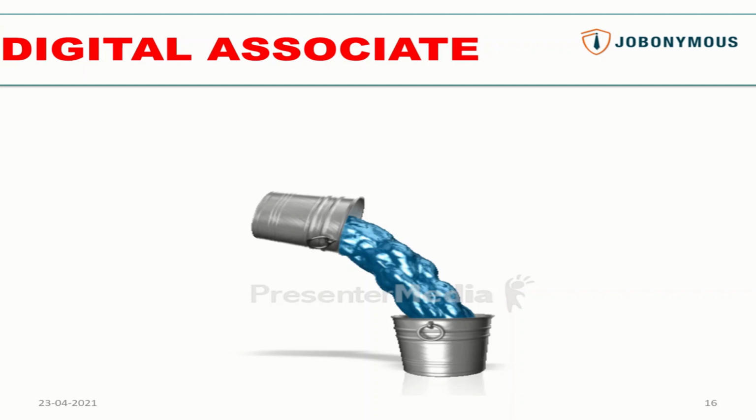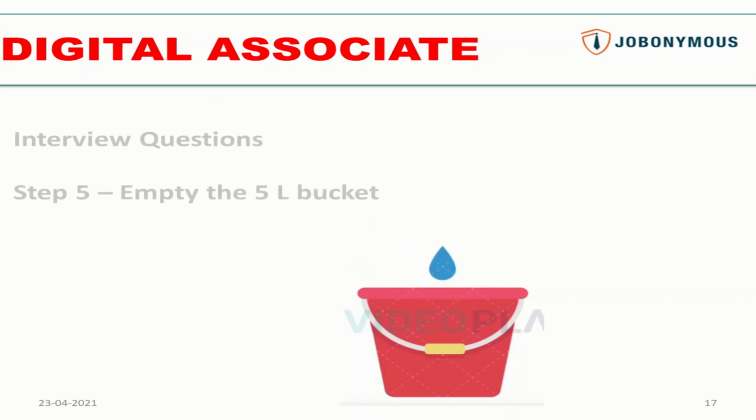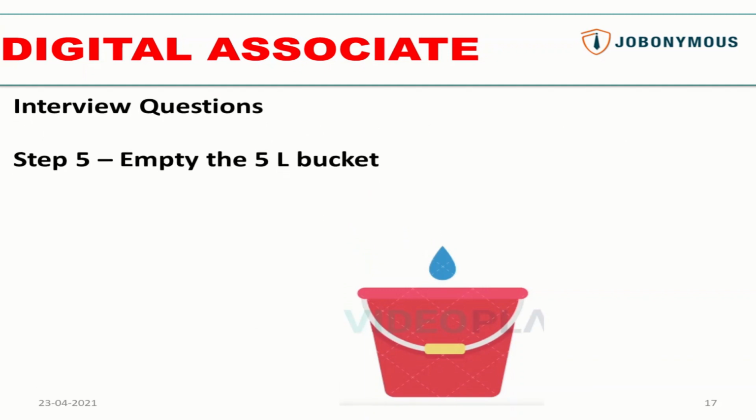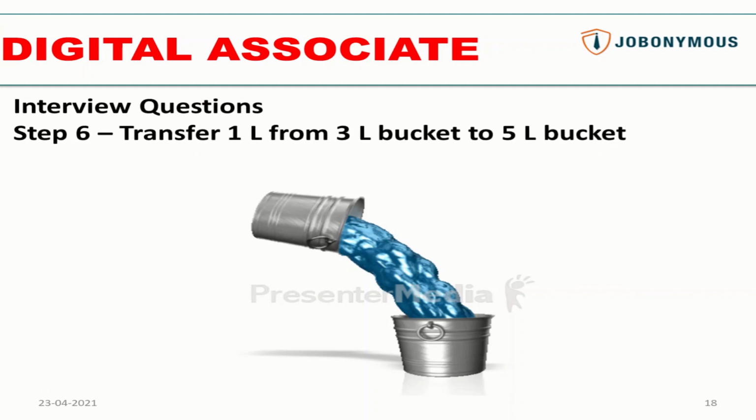Now what you need is 4 liter water. So 1 liter you already have in the 3 liter bucket, and then you can add 3 liters more and then it will be 4 liter. So now the next step would be to fill the 5 liter bucket with the 1 liter water. But now you have to first empty the 5 liter bucket.